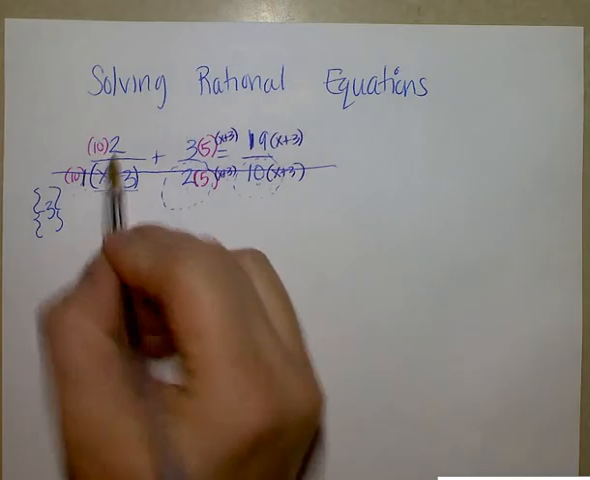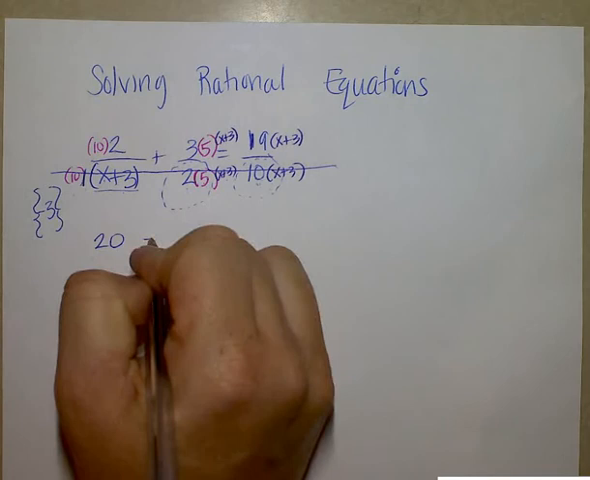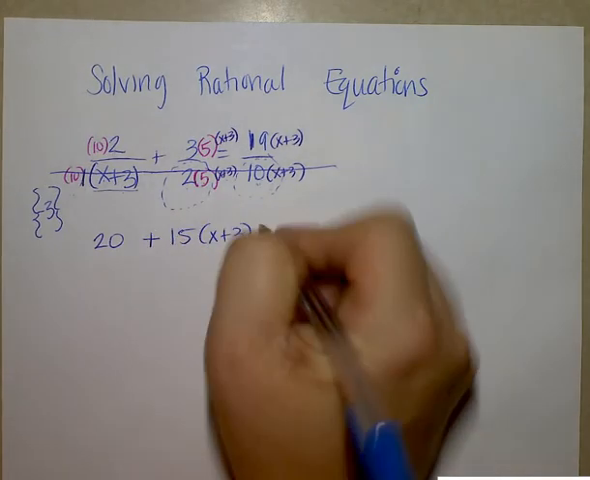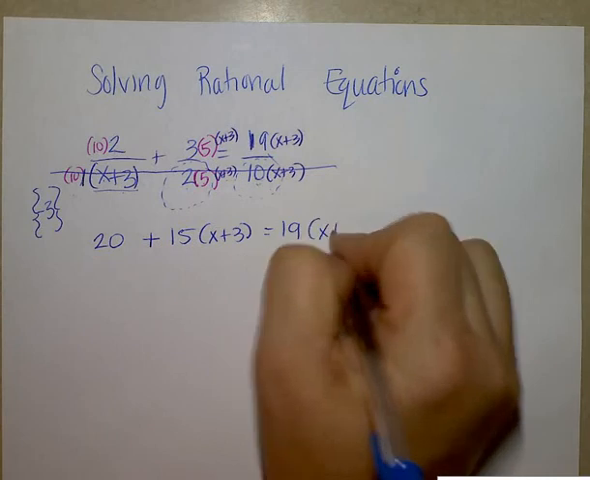10 times 2 is 20. Plus 3 times 5 is 15 times the quantity x plus 3. There's a 19 and an x plus 3.